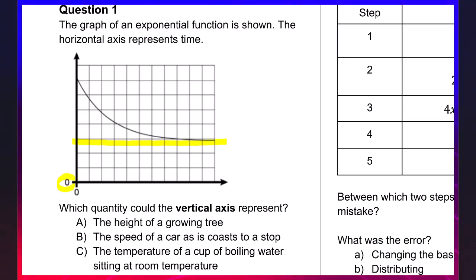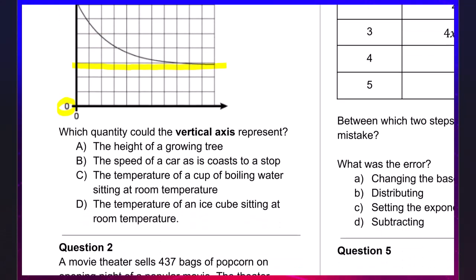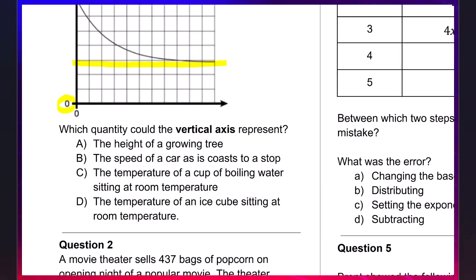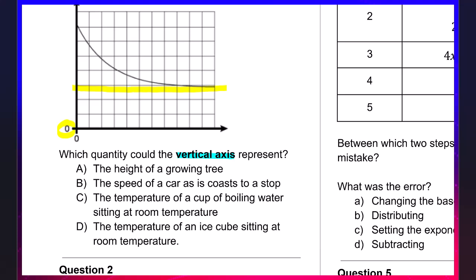So let's read what the different situations are and then which one is going to apply. It's asking specifically, what could the vertical axis represent? So A is the height of a growing tree. Well, if it's going to grow, wouldn't it start here at 0 height and then just kind of go up? Yeah, so it's not going to be A. B is the speed of a car as it coasts to a stop. This word is really important because if something's actually truly going to come to a stop, it would get closer and closer and hit the x-axis. So it doesn't get there.